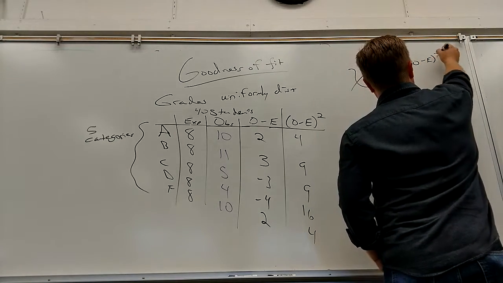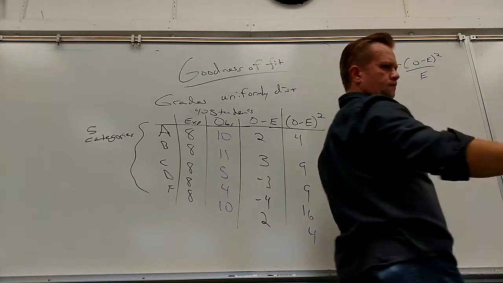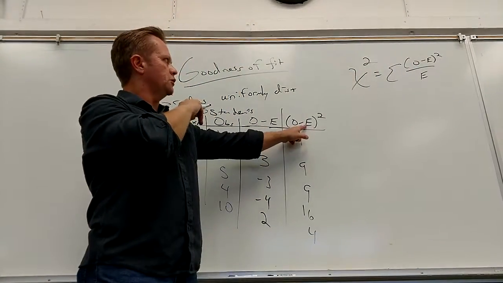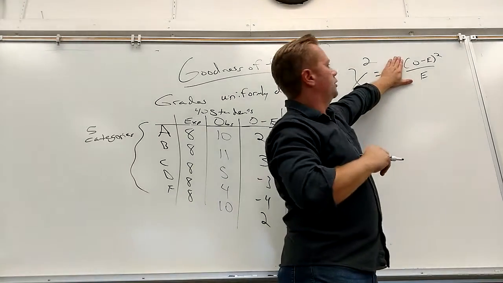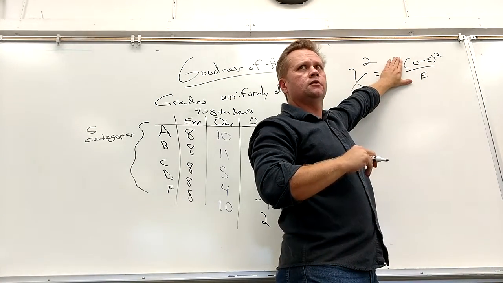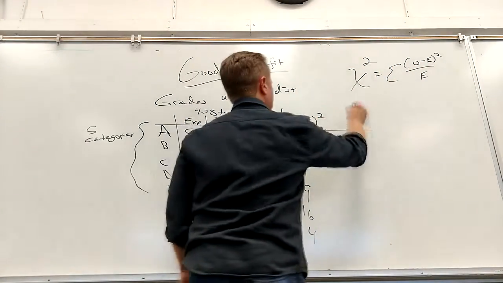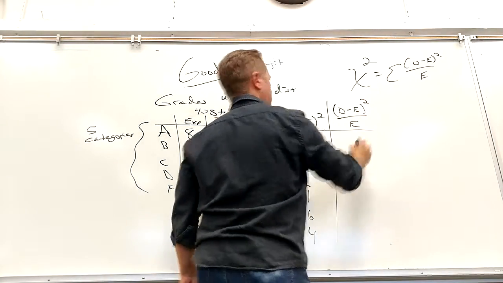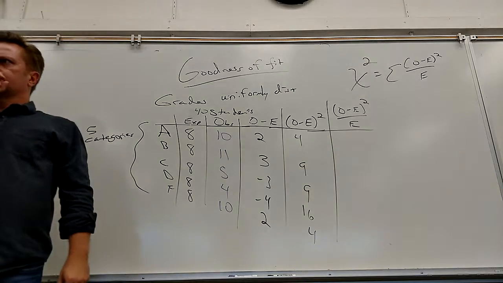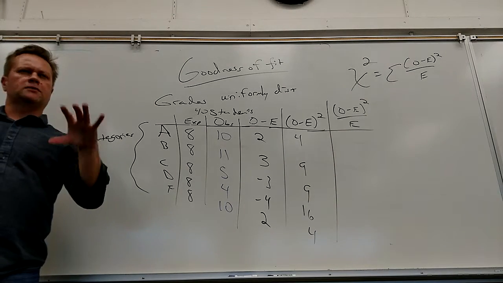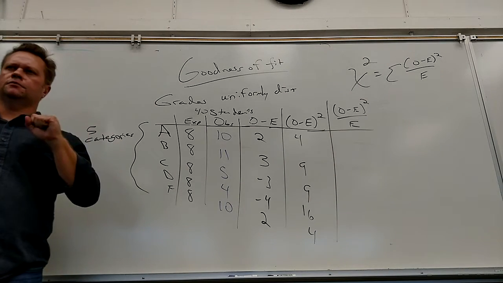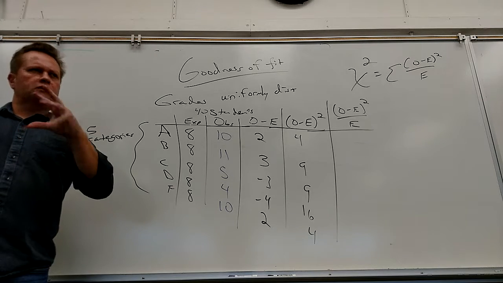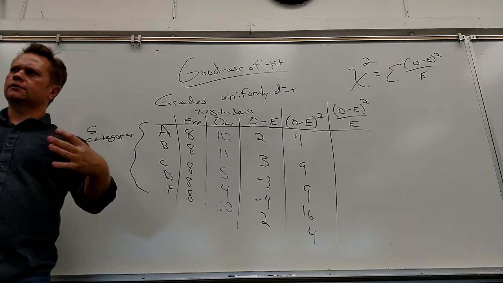I need one more column. Because now what do I want to do? I want to sum up those. Do I have those yet? Nope. So I got to divide each piece by the expected. It's kind of like the percentage of the expected that's there. The divide by the expected is the percentage of the expected that the difference is.